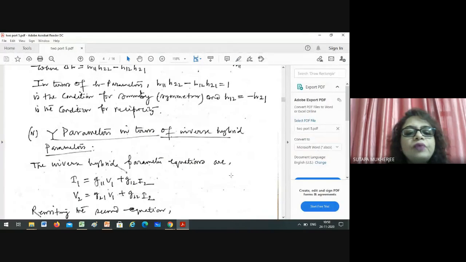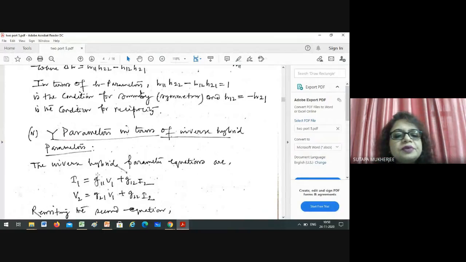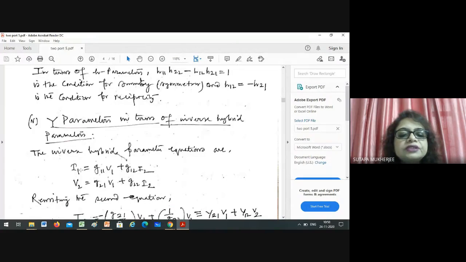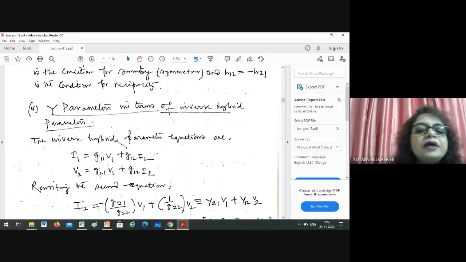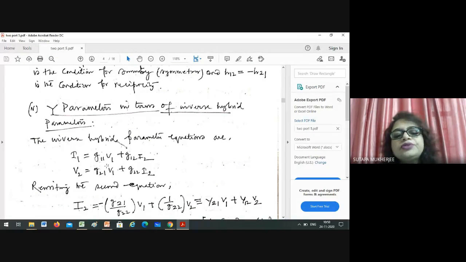So we come to Y parameters in terms of inverse hybrid parameters. What is the function? I1 and V2 are functions of V1 and I2, right? On the basis of that relationship, I1 equals G11 V1 plus G12 I2, and V2 equals G21 V1 plus G22 I2.